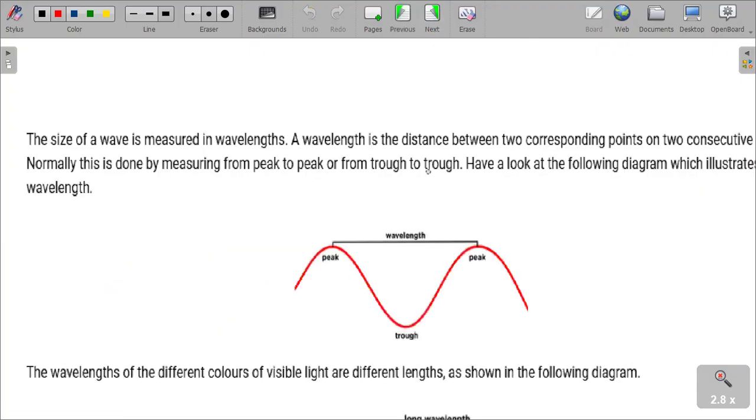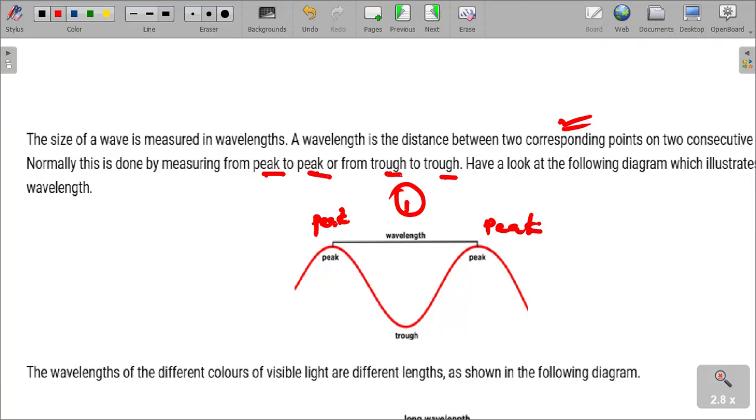The size of a wave is measured in wavelength, which is the distance between two corresponding points on two consecutive waves. Normally, it is measured from peak to peak or from trough to trough. Have a look at the following diagram to illustrate that. The wavelength is given from peak to peak, and that distance measures the wavelength.